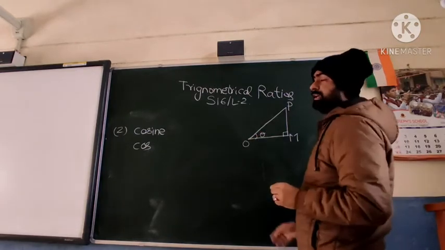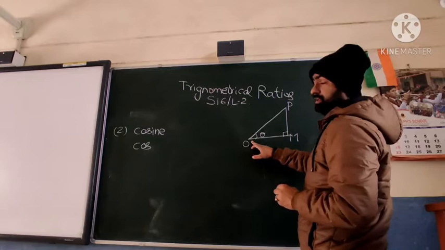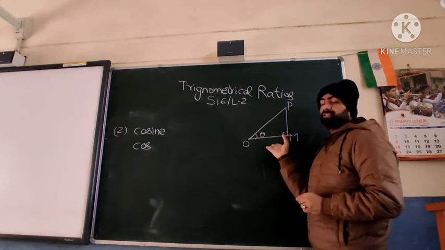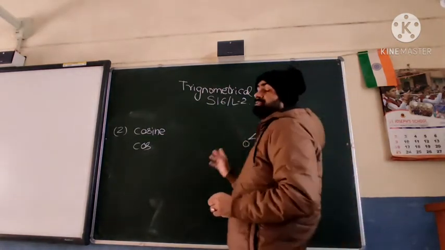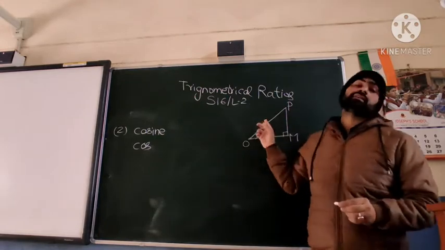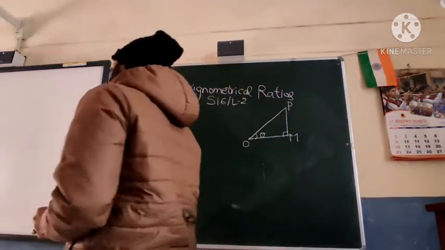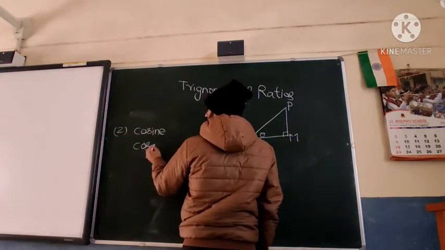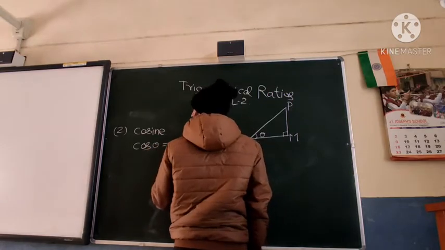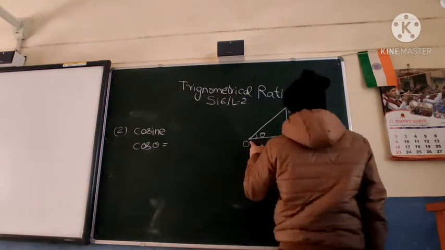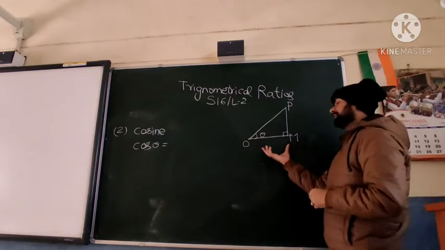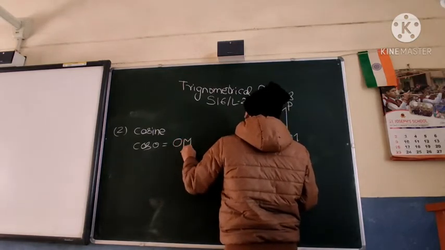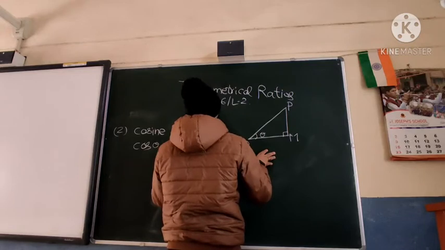I will remind you that this side in front of theta is called the perpendicular, and this OM side which is carrying theta is called the base, and the side which is in front of the 90 degree is called the hypotenuse. Then cosine, or cos, is also given as a part of an angle theta only. So cos theta is what? Cos theta is called the base upon hypotenuse. So what is base here? OM. Hypotenuse is what? OP or PO.